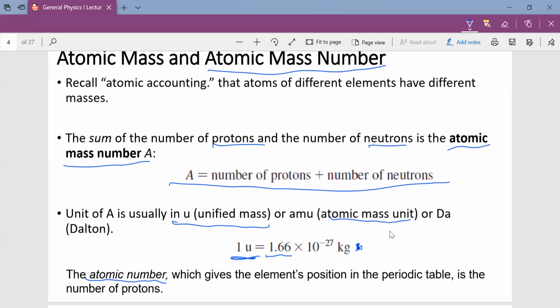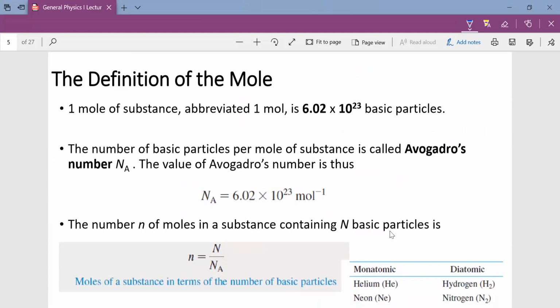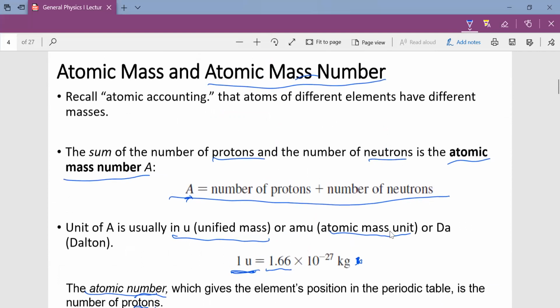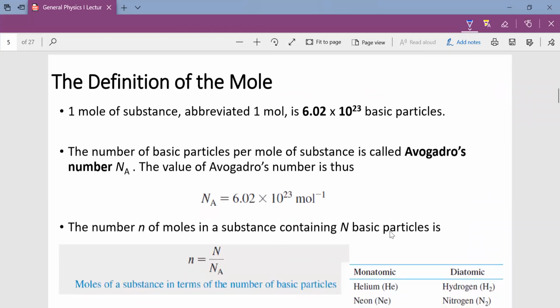So we know what atomic mass is, and we know what atomic mass number is, and we know how to differentiate the atomic mass number from the atomic number. They are different, where the atomic number focuses on just the proton, and A focuses on the sum of protons and neutrons. We're not going deep into how we come about those numbers because we just want to remind ourselves of the atomic accounting so that we'll be able to apply it to solving problems that relate to matter.